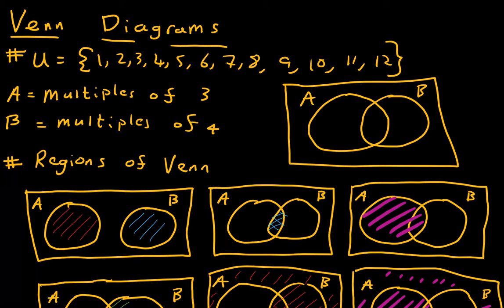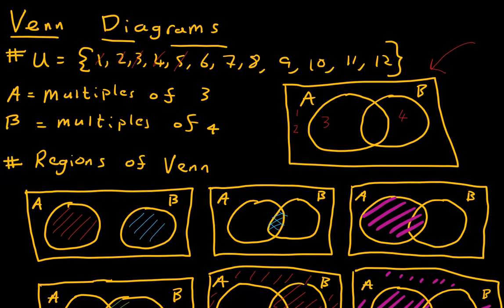This is a Venn diagram here. And once we've done that, we'll investigate the various regions. So we've got 1, which is neither a multiple of 3 nor a multiple of 4. We've got 2, which is neither a multiple of 3 nor a multiple of 4. We've got 3, which is definitely a multiple of 3. We've got 4, which is definitely a multiple of 4.